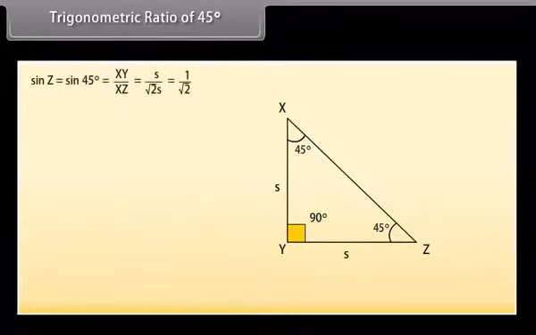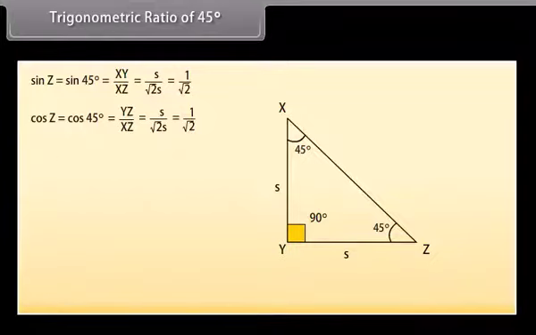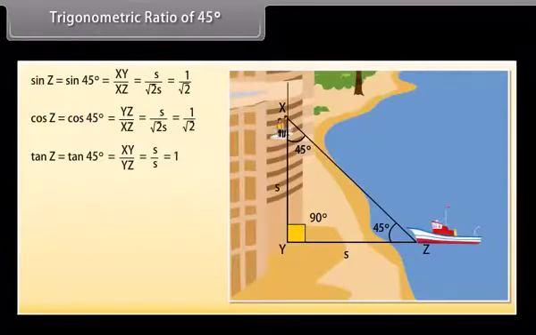Sin Z is equal to sin 45 degree, which equals XY upon XZ, which equals s upon square root 2 s, which is equal to 1 upon square root 2. Cos Z is equal to cos 45 degree, which equals YZ upon XZ, equal to s upon square root 2 s, equal to 1 upon square root 2. Tan Z is equal to tan 45 degree, which equals XY upon YZ, which equals s upon s, which is equal to 1.